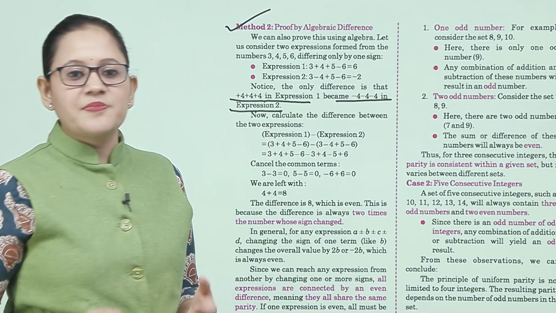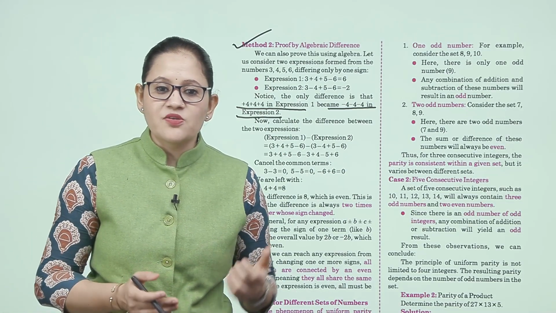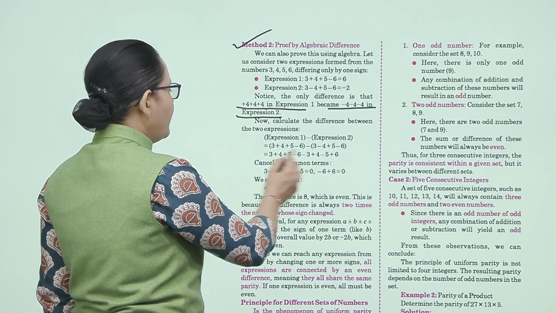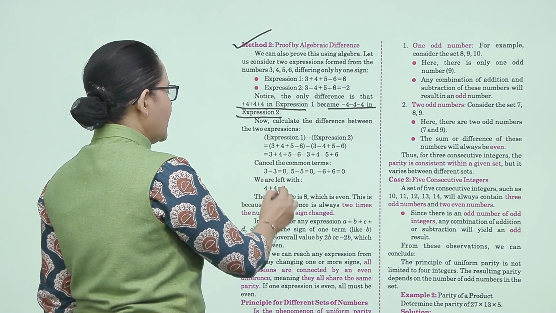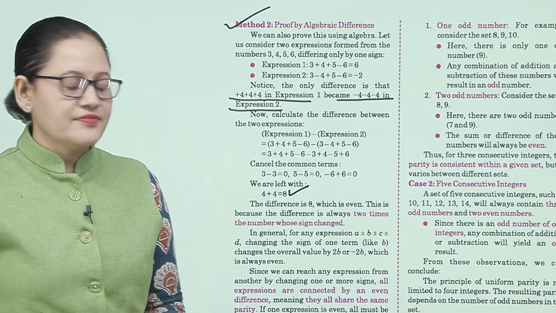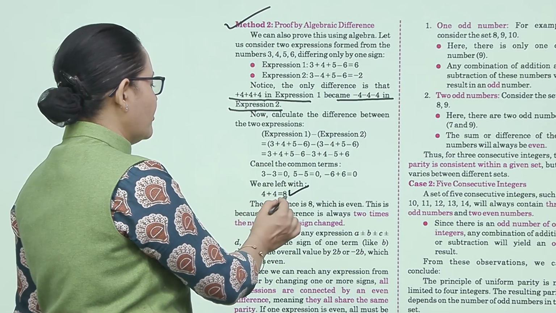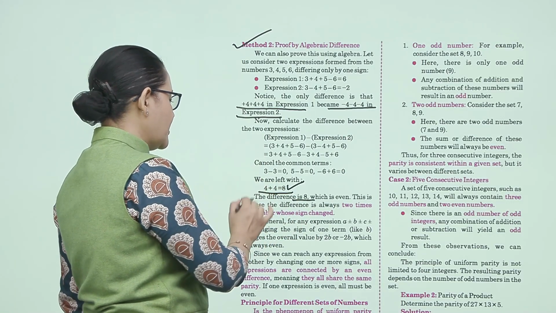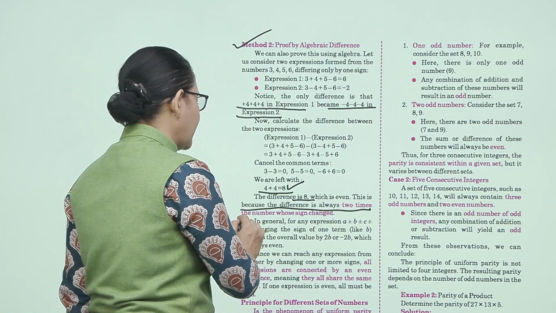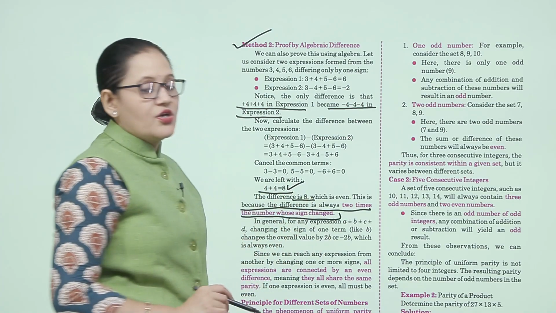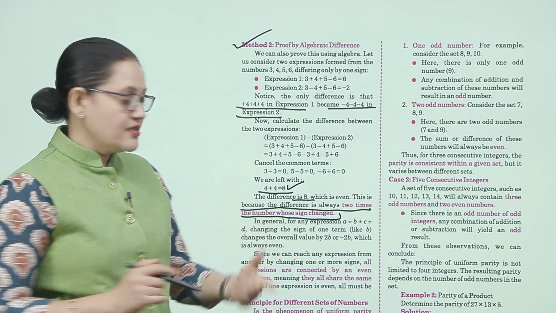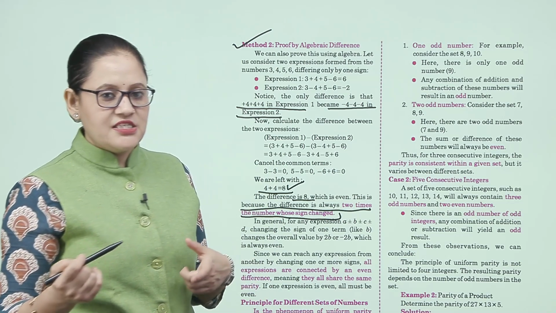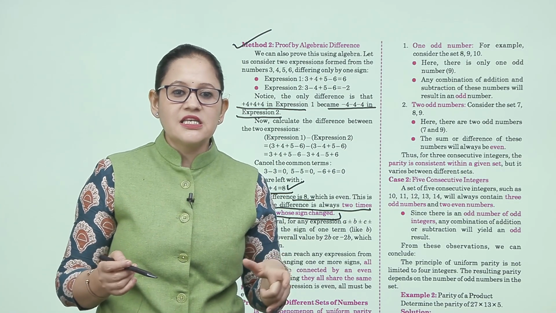Now calculate the difference between the two expressions, expression 1 minus expression 2. If we find the difference, we are left with 4 plus 4, which is 8. The difference is 8, which is even. This is because the difference is always 2 times the number whose sign is changed. So, the sign of the number 4 is changed, 2 times 4 is 8. So the result is 8 here.